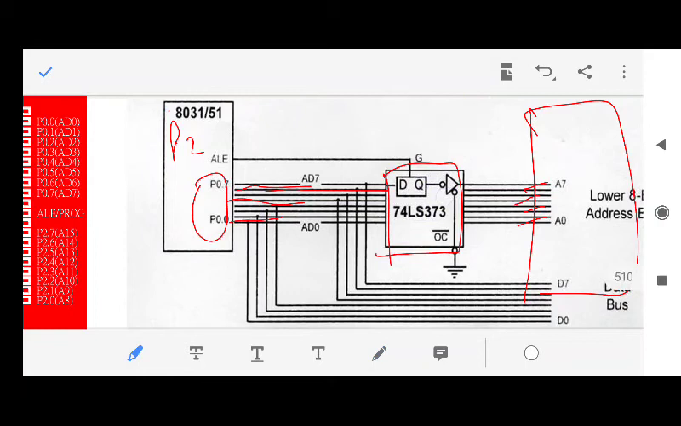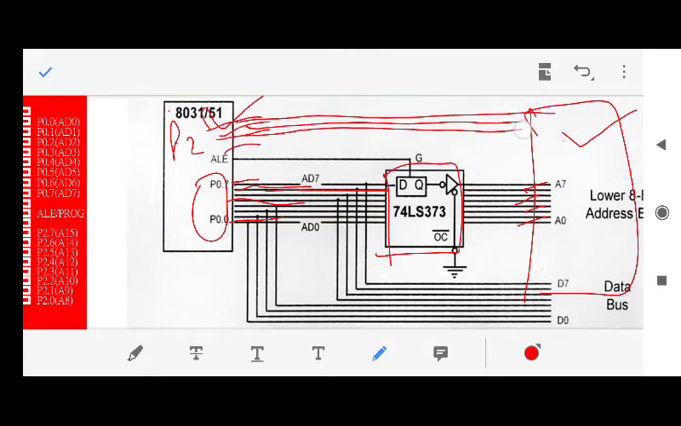Don't go deep into this. Whenever this question is asked, that you connect an external memory to 8051, what will you do? You will connect the P0 and P2 address lines. The P2 address lines you can directly connect.